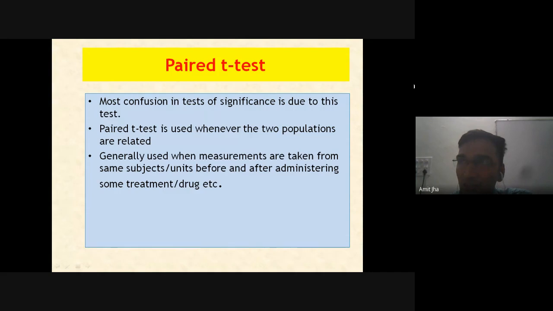Single mean t-test means when we have some samples and we calculate the mean, and this mean is to be compared with the population mean, which is provided or which we have, then this is called a single mean t-test.